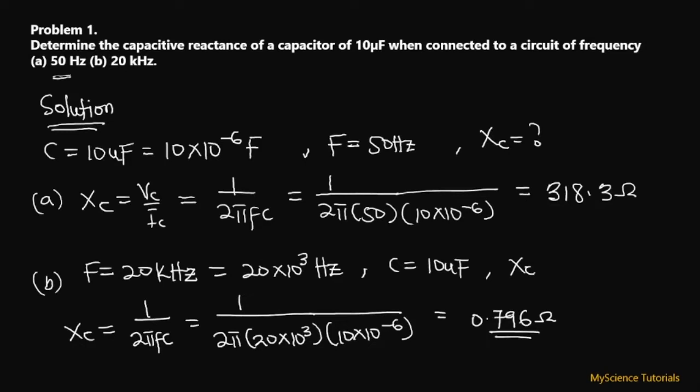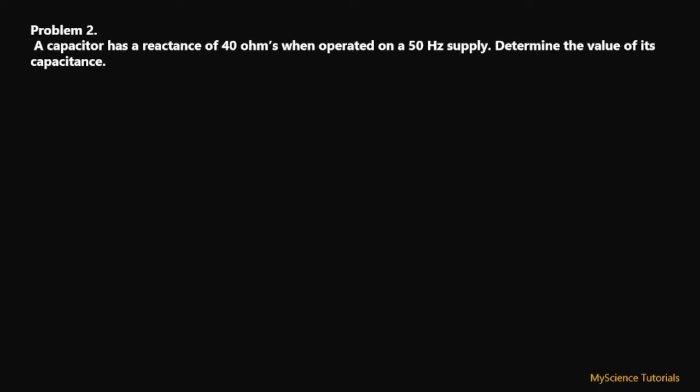So let's have a look at another example. Problem number 2. We have a capacitor having a reactance of 40 ohms when operated on a 50 Hz supply. We are to determine the value of its capacitance. Alright, so let's write down our solution and let's try to understand the question. So the question is saying a capacitor has a reactance of 40 ohms. It means that the capacitive reactance of this particular circuit is 40 ohms.